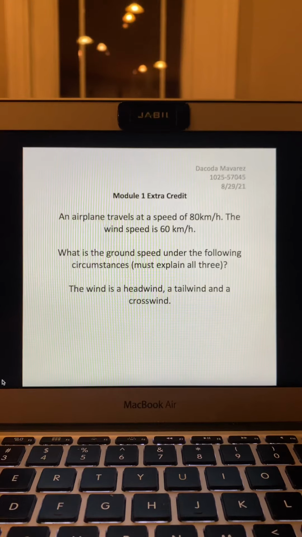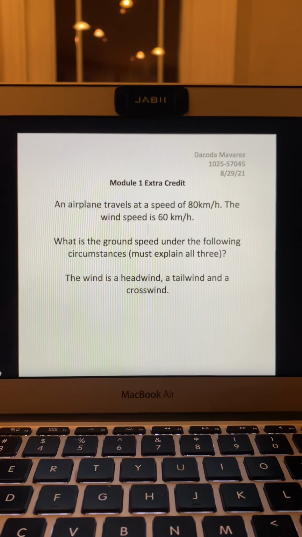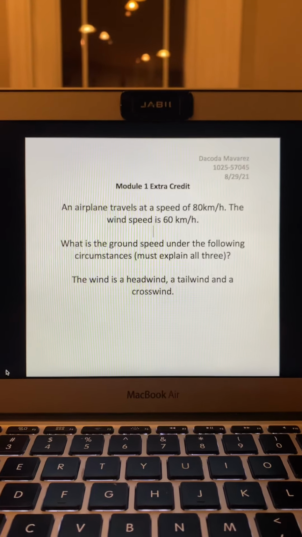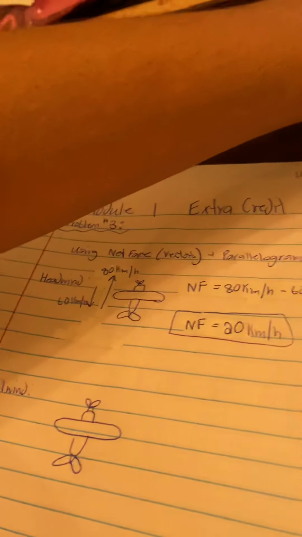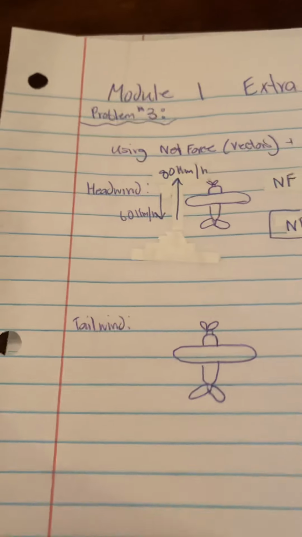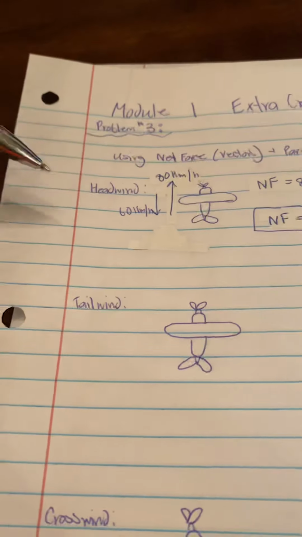Basically, headwind is going against the airplane, tailwind is going with the airplane, and crosswind is going perpendicular to the airplane. Okay, so now let's get started. I worked out this, and I will explain it for the headwind.